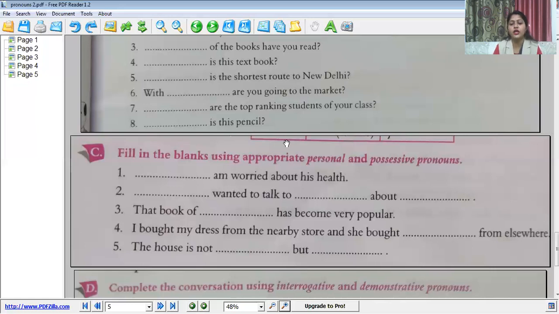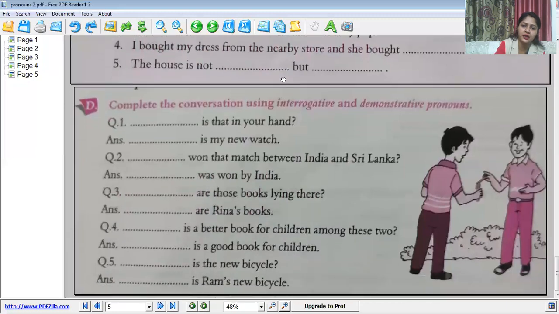Now we'll move on to do interrogative and demonstrative, and then we'll wind up with our class for today. We've done good practice of these three kinds of pronouns. Now let's see question number 1. Dash is that in your hand? What is that in your hand? This is my new watch. Got it? Then the second one. Who won that match between India and Sri Lanka? That was won by India.